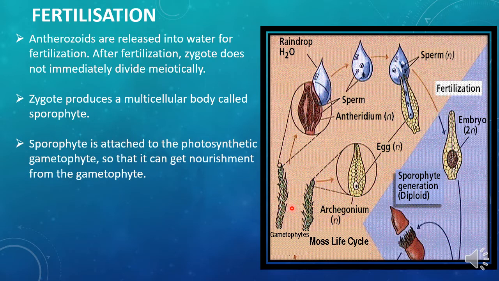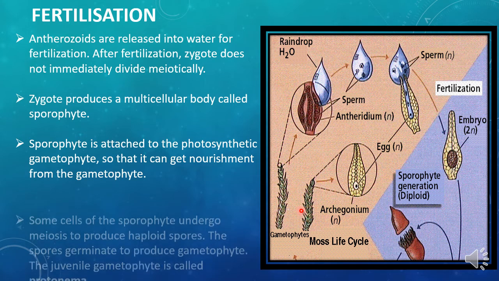The sporophyte is attached to the photosynthetic gametophyte so that it can get nourishment from the gametophyte. The gametophyte is photosynthetic in nature and produces its own food, whereas the sporophyte doesn't have any photosynthetic structure. So it depends on the gametophyte for its nourishment. So the diploid sporophyte depends on the haploid gametophyte for its nourishment.